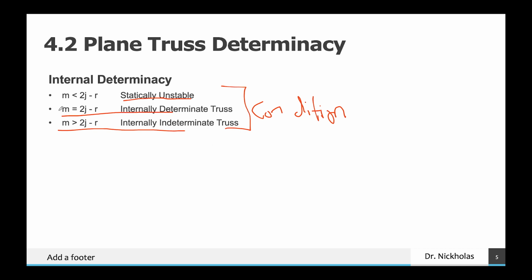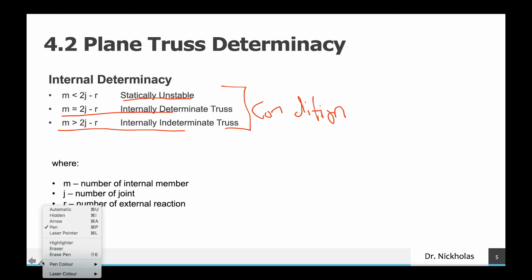So what do these abbreviations mean? M represents the number of internal members, J is the number of joints, and R is the number of external reactions. So let's take a look for a while.